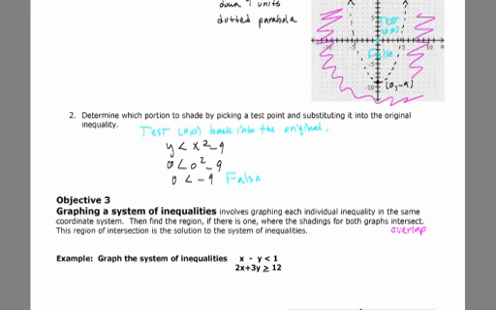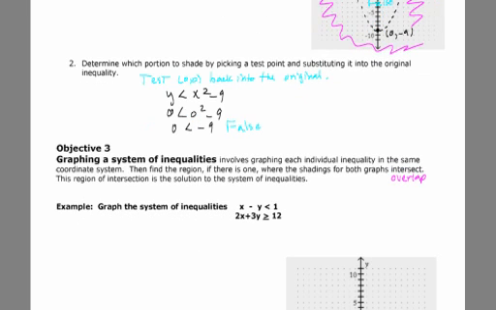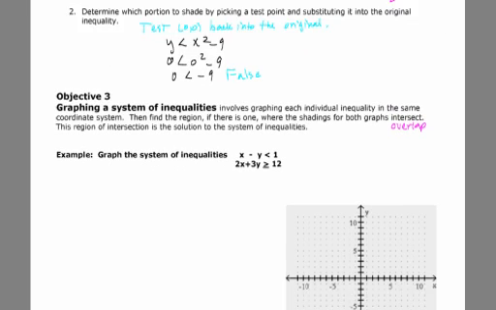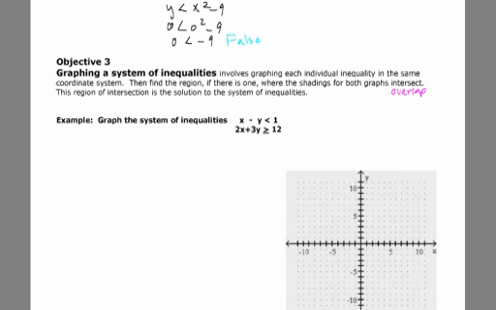The region where they overlap, or the region of intersection, is the solution to the system. So it gets kind of crazy here, so you've got to be careful with your shading so you can determine where they're going to overlap. So I'll use different colors here to help. Let me split this system up into its two parts. X minus y is less than 1, and I've got 2x plus 3y greater than or equal to 12.